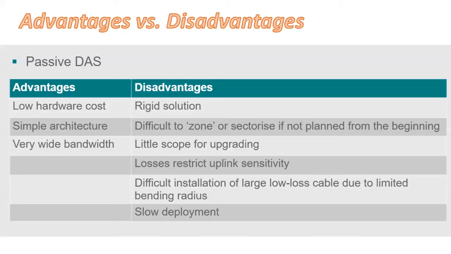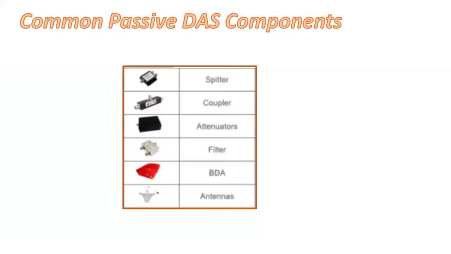So passive DAS are the cheapest option in terms of hardware. Its architecture is very simple, and since coaxial cables are used, they exhibit a very wide bandwidth. On the other hand, passive DAS are much more rigid than the active DAS if zoning is required, right? Or if changes to these zones are to be performed, which leads to little scope for upgrading. And losses in passive DAS can become so high that they can restrict uplink system sensitivity. The installation of passive DAS is often difficult due to a limited bending cable radius, leading to slow deployment. But in spite of that, for smaller buildings, passive DAS are still the preferred solution. And these are the various components in the case of passive DAS.